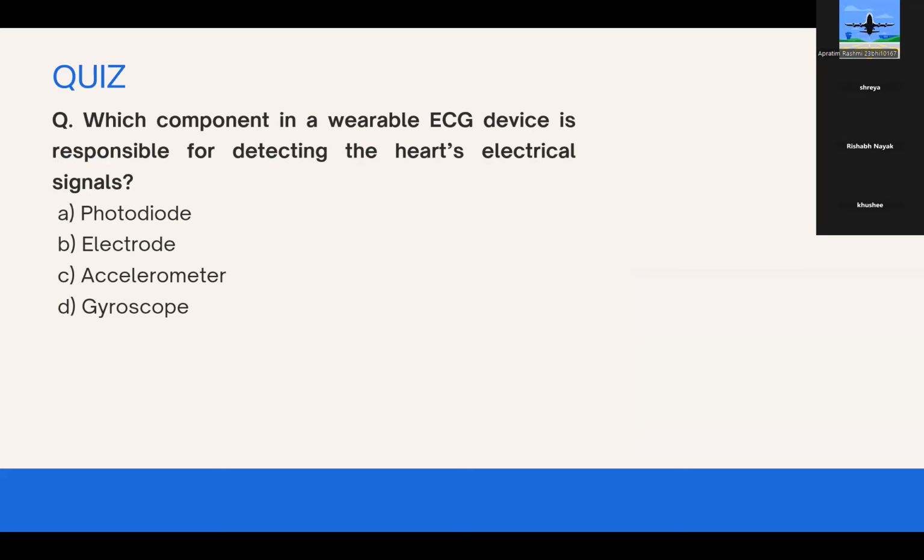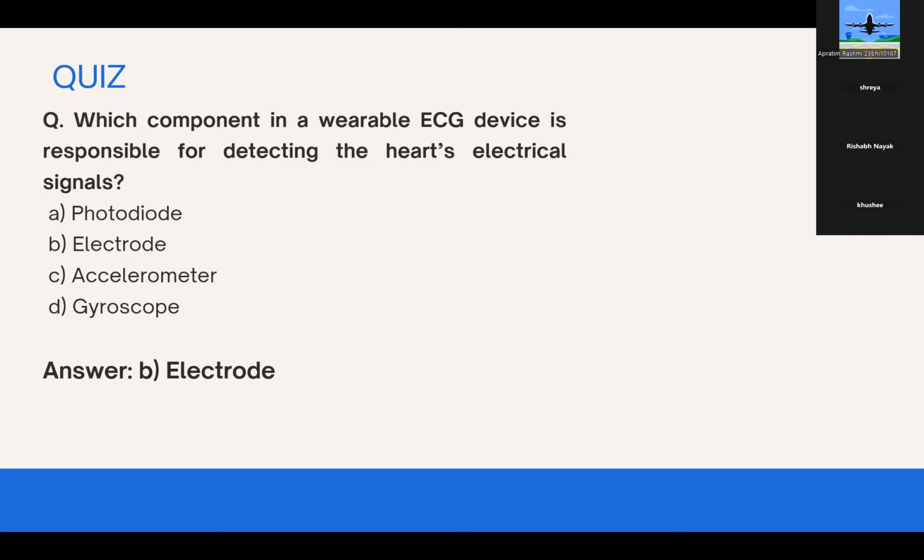Quiz. Which component in a wearable ECG device is responsible for detecting the electrical signals? Option A, photodiode. Option B, electrode. Option C, accelerometer. And option D, gyroscope. And the answer is in the next slide. And the answer is electrode. Now my next teammate will continue with this slide.